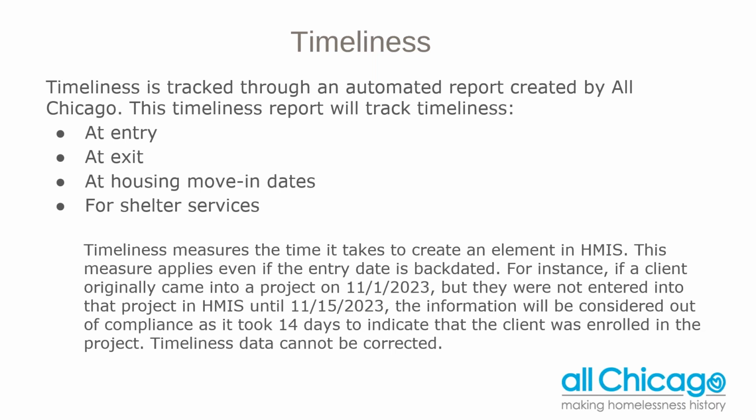For instance, if a client originally came into your project on November 1st of 2023, but they were not entered into that project in HMIS until November 15th of 2023, that information will still be considered out of compliance as it took 14 days to indicate that the client was enrolled in the project. So timeliness cannot be corrected. It's based on the metadata of the questions and the enrollment. So that's nothing that you can change in HMIS to rectify any timeliness errors.